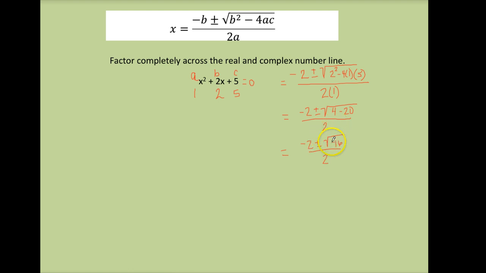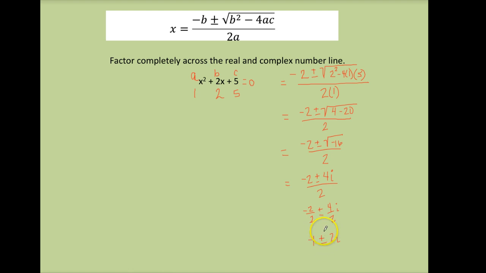What is the square root of negative 16? Well, the square root of 16 is 4. The negative gives us an i, so the square root of negative 16 is 4i. And that's all divided by 2. Now notice in this case we can divide 2 into each part. Okay, you can split it if that makes more sense. So we have negative 2 over 2 plus or minus 4 over 2 i. 2 divided by 2 is 1, so we have negative 1 plus or minus 2i.